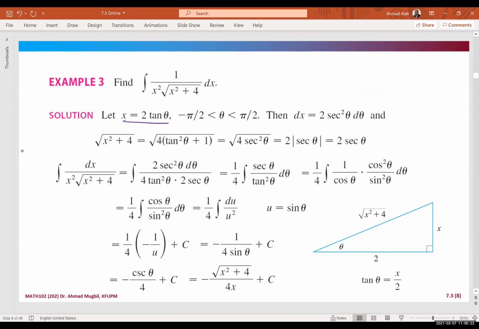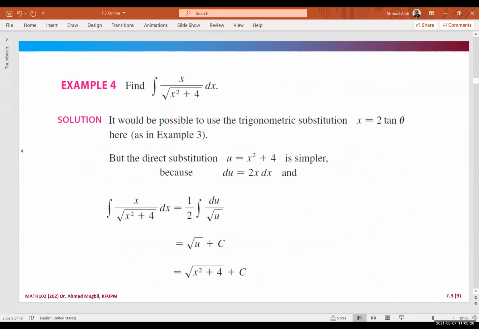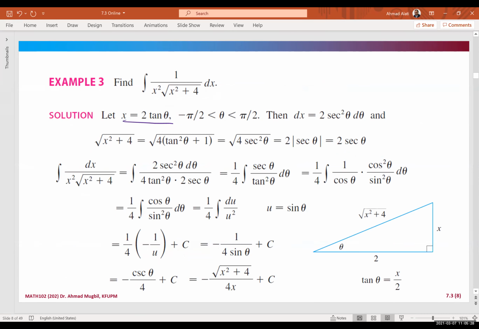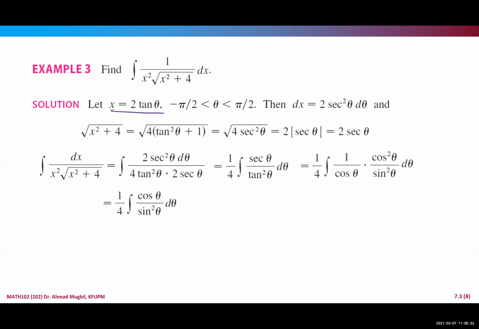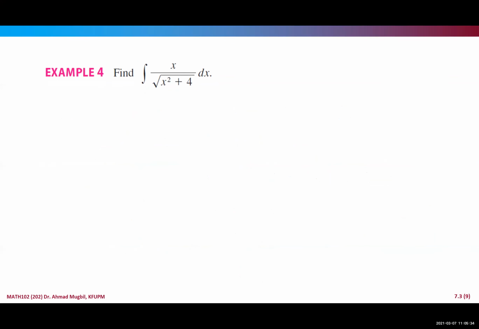Here we use x equals tan theta. And I think the last one, this one. Maybe we stopped at this example. I'm not sure where we are, but let's just recall it together. So in this example, which trigonometric substitution can we use?